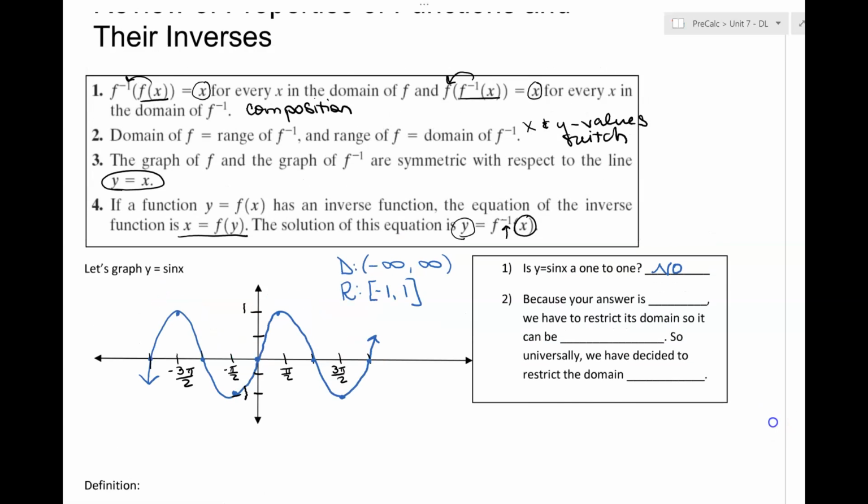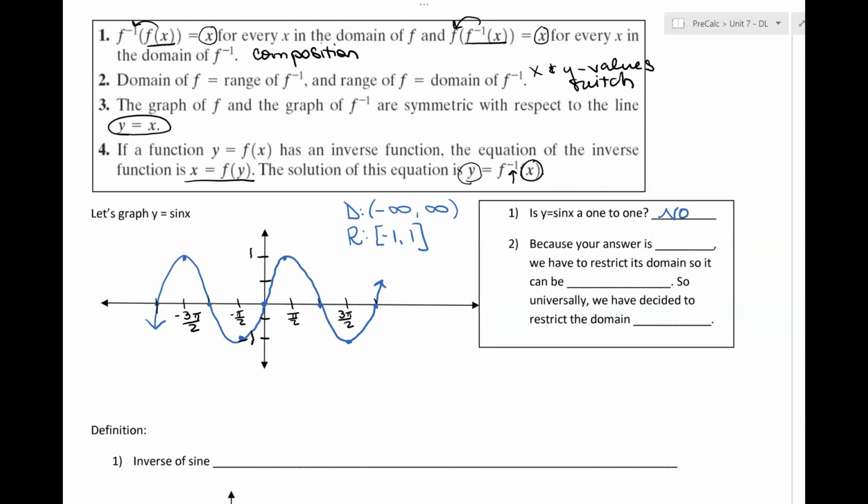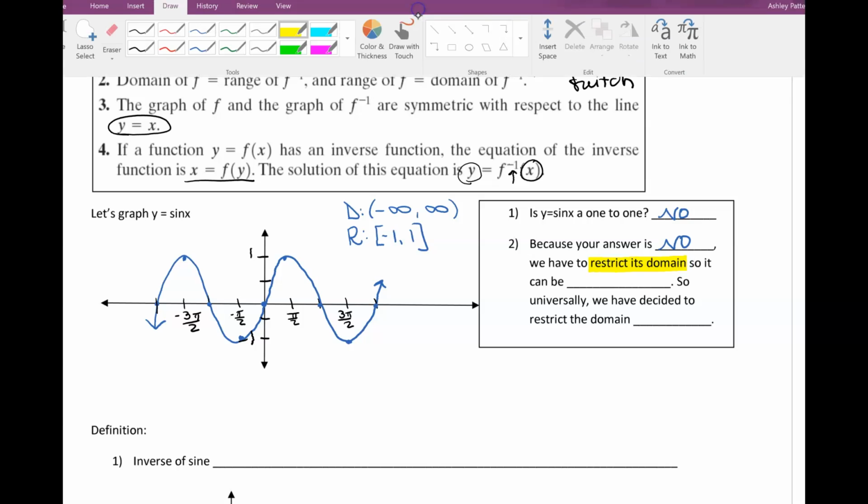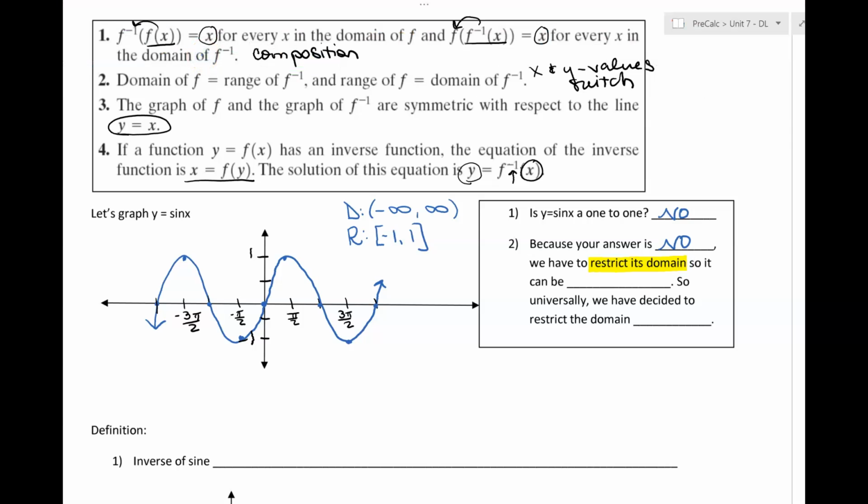Okay, so because our answer is no, and this is super important, we're going to have to restrict the domain so that it can have an inverse function. And think about a parabola. If your original function is not 1-to-1, when you switch the x and y values, instead of your y's repeating, now your x's repeat, and you're no longer a function. So we have to restrict its domain.